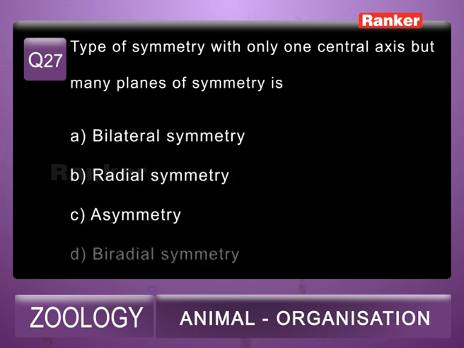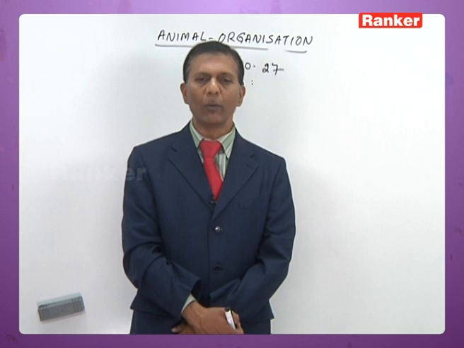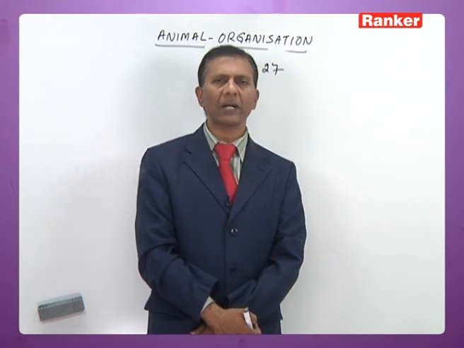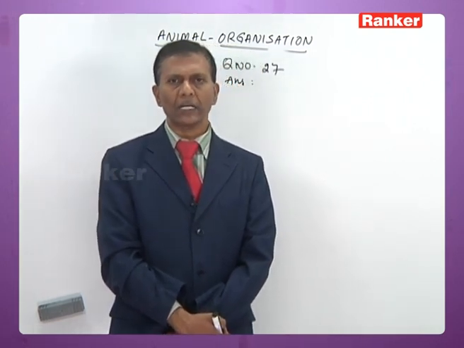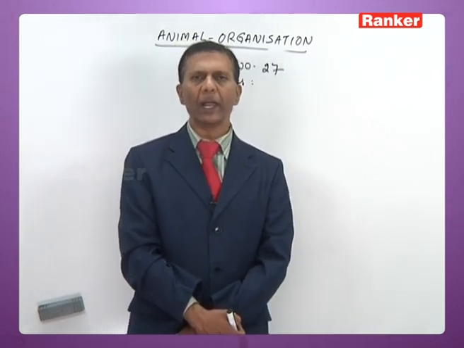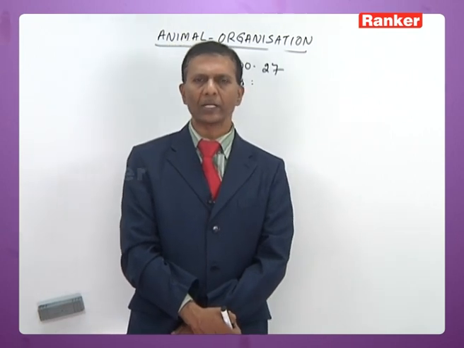Now question number 27. Type of symmetry with only one central axis but many planes of symmetry is A, bilateral symmetry, B, radial symmetry, C, asymmetry, D, biradial symmetry. Now symmetry with only one central axis but many planes of symmetry. In radially symmetrical animals, all the body parts are arranged along the oro-aboral axis, that is anterior to posterior, so that the animals can be cut into identical halves by many planes passing along the oro-aboral axis. That's why it is also called multipolar, heteropolar, multi-axial symmetry. It is also referred to as heteropolar multi-axial symmetry.